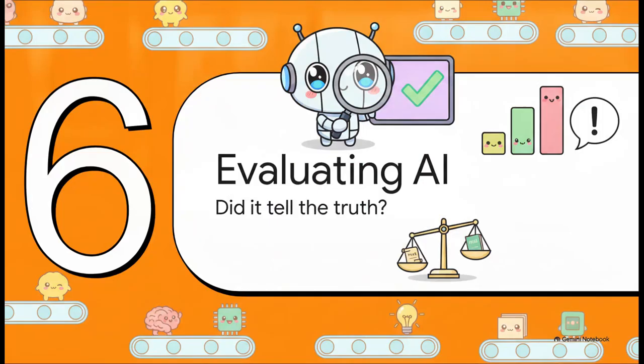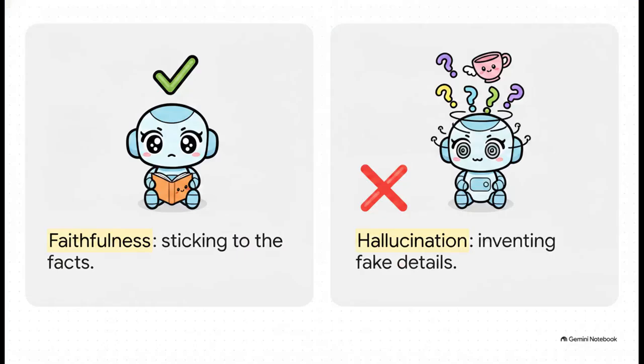Which brings us to Section 6, Evaluating AI Performance. Did the AI tell the truth? Building the assembly line is one thing, but how do engineers actually know if their newly built AI is smart or just confidently wrong? Well, after the AI generates a response, it absolutely must be evaluated. Engineers constantly measure the system for two competing metrics, faithfulness and hallucinations.